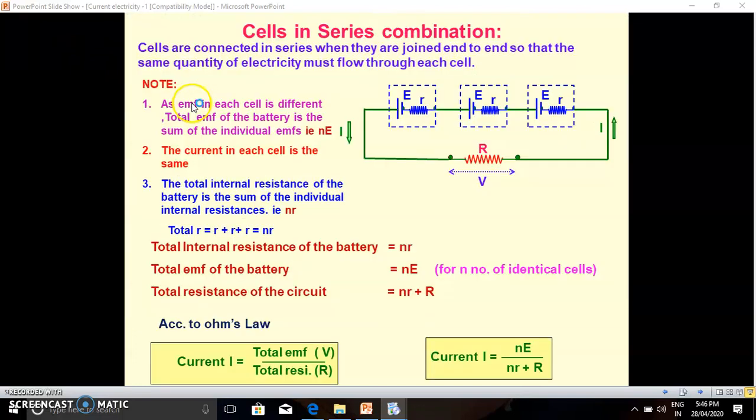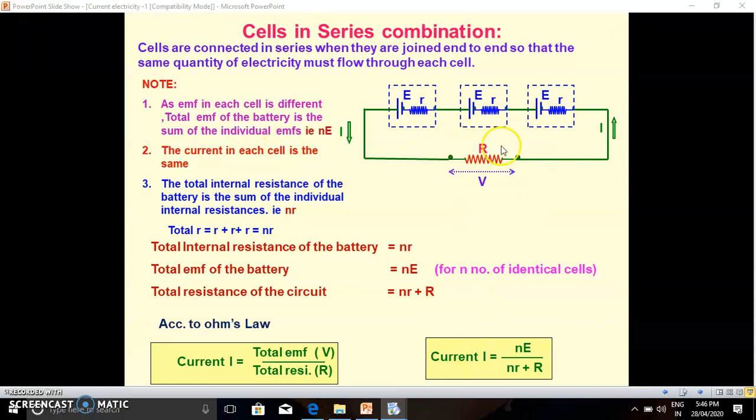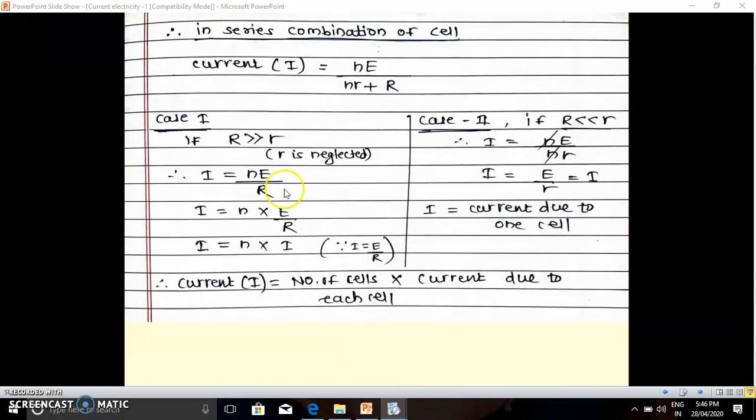Now according to this equation, current I is equal to nE upon nr plus R, we have to see two cases. Case 1: suppose external resistance R is large as compared to r. This external resistance R is large compared to this small r, so nr can be neglected as it is very small. From equation 1, nr can be neglected, so the equation will be nE upon R. So here current is equal to nE upon R. But n is the number of cells, and E upon R, where E is the EMF, that is potential difference upon R. According to Ohm's law, V upon R is nothing but current.